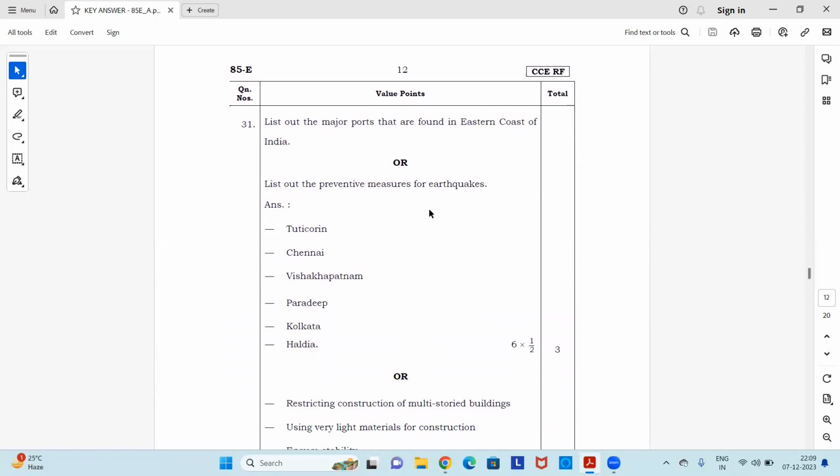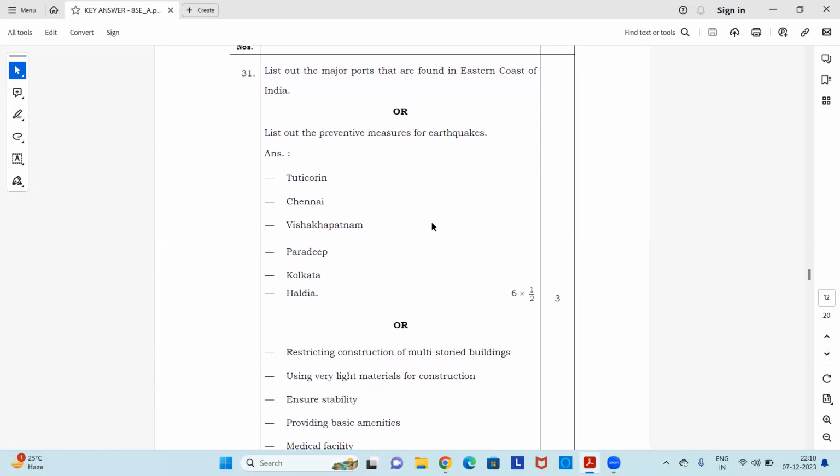Next, again you see an internal choice here. List out major ports that are found on the eastern coast of India, or list out the preventive measures for earthquake. Whichever you know best, you can attempt. Let's see the first one, major ports on the eastern coast. It is Tuticorin, Chennai, Visakhapatnam, Paradeep, Kolkata, Haldia. These are the major ports that you find on the eastern coast of India.